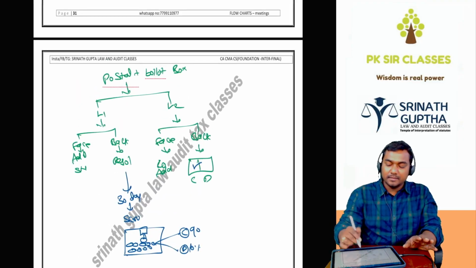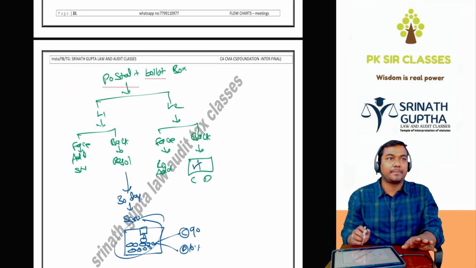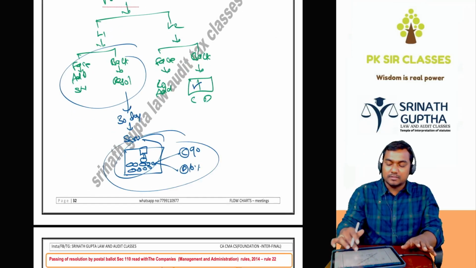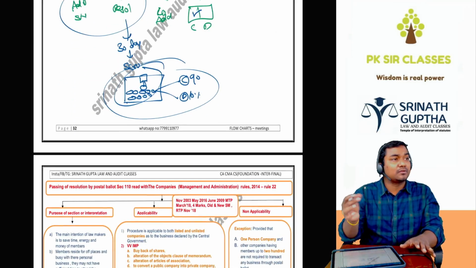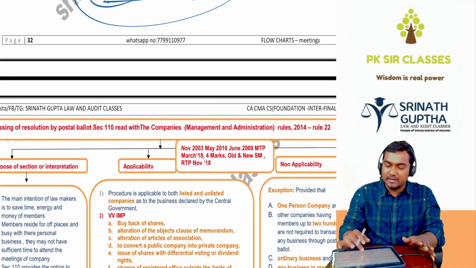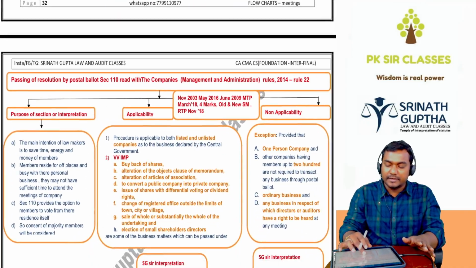It is a combination of the ballot box plus the postal department. This is the postal department, letter 1, letter 2, and this is the ballot box. But nowadays, postal ballot includes e-voting, electronic voting. They can send the email also, instead of sending the postal letter.